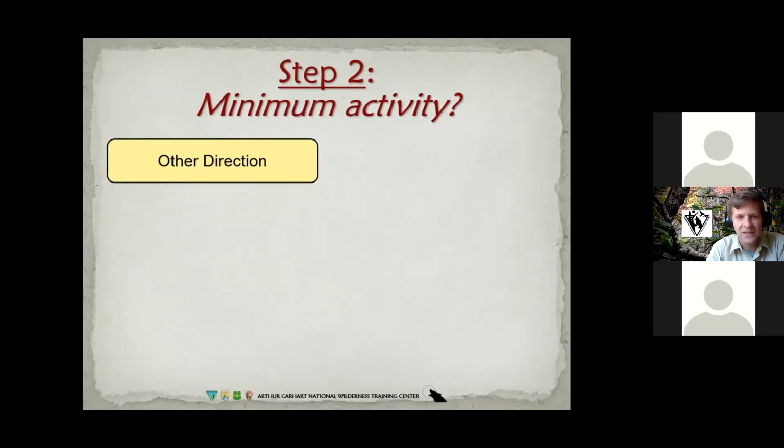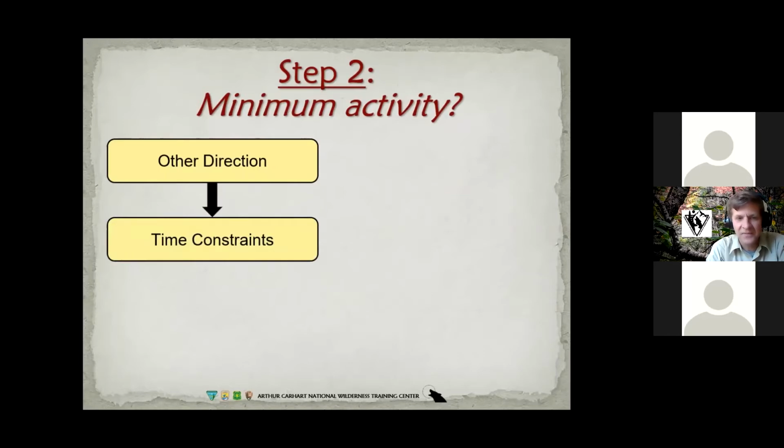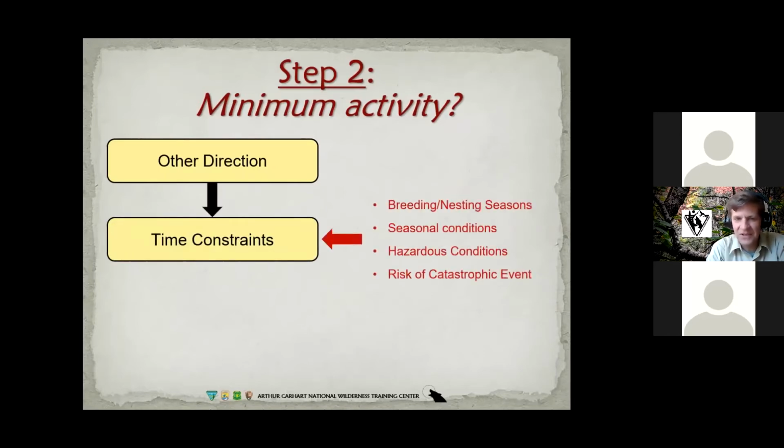Next. Still under the next part of it is, are there time constraints? So if the action were to take place, are you restricted because of seasonality? Are you restricted because of wildlife limitations, as it says there, breeding or nesting seasons? Is it a hazardous condition that you need to wait out? Or is there a risk of a catastrophic event, so you need to take immediate action? Next slide.